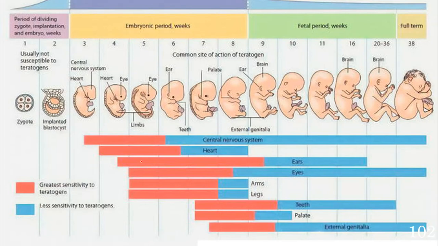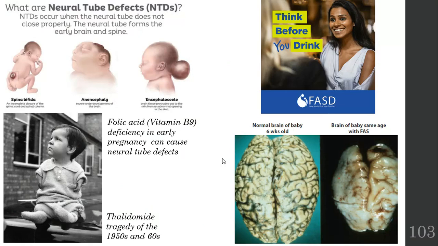So the red lines in this graph show the greatest sensitivity to teratogens, and the blue shows less sensitivity to teratogens. And you can see during that first 8 weeks, pretty much every system is susceptible to damage from these teratogens. Okay, once these systems are developed, the foundation is there, they are less sensitive. So teratogens can lead to all sorts of problems.